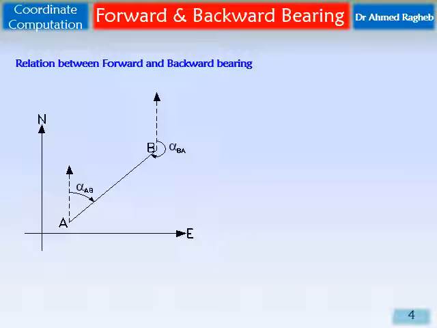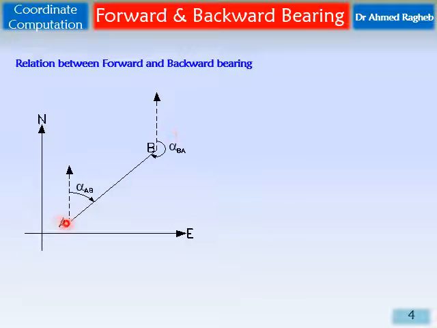Relation between forward and backward bearing. It depends on how you're looking at the line. Say this is a pipe and you're dealing with this pipe from point A to point B. So if you're measuring the bearing at point A, we call this the forward bearing, الانحراف الأمامي. And if you're measuring it from point B to point A, then we call it backward bearing.